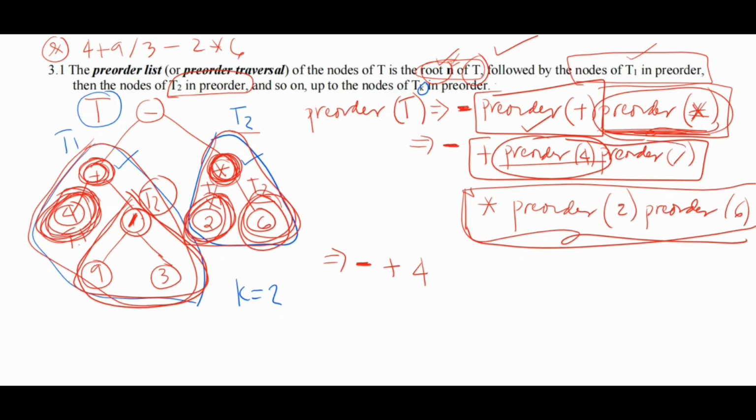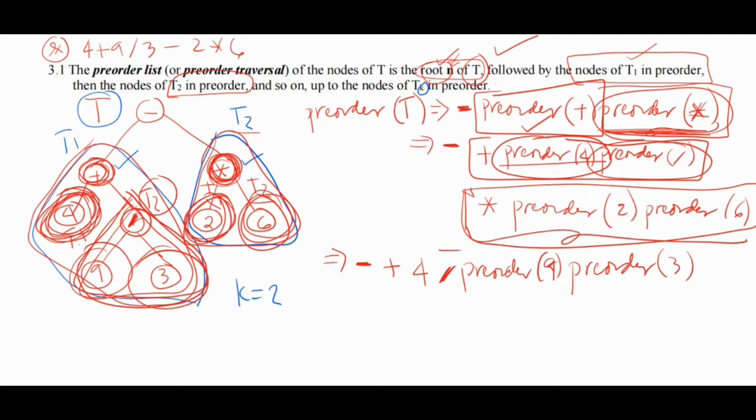And then the pre-order of division, this one here, the pre-order of that is first the root, which is division, and then followed by the pre-order of 9 and the pre-order of 3. So pre-order of 9 and then followed by the pre-order of 3. So this one here is the pre-order of division, this part here.